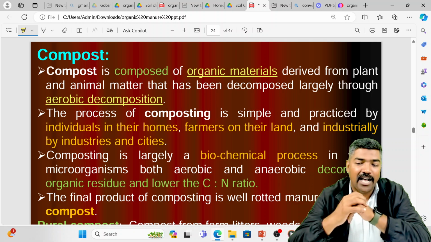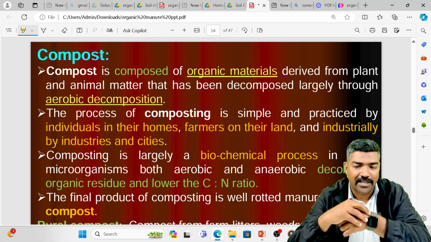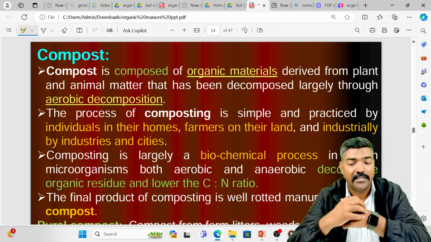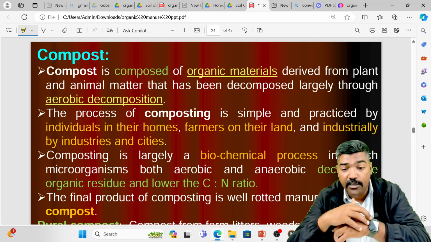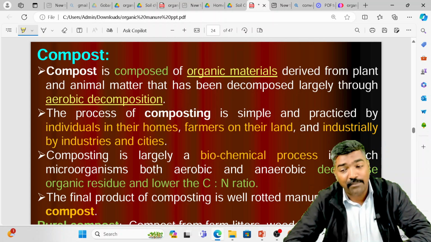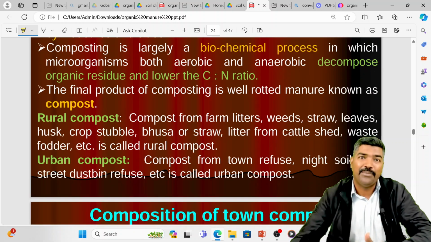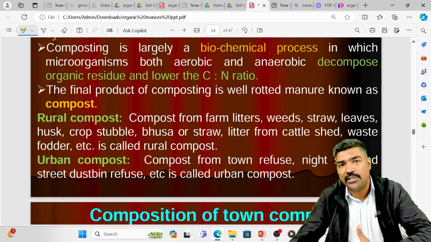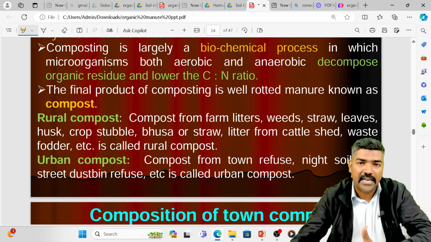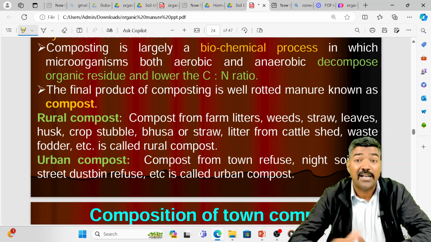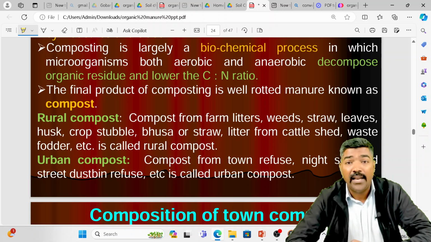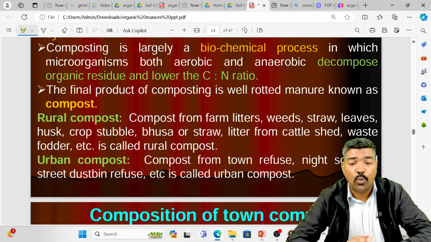Composting is largely a biochemical process in which microorganisms, both aerobic and anaerobic, decompose organic residue and lower the carbon nitrogen ratio. This is very important: how we are going to carry out aerobic and anaerobic decomposition with the help of the carbon and nitrogen composition. The final product of composting is raw rotted manure known as compost.